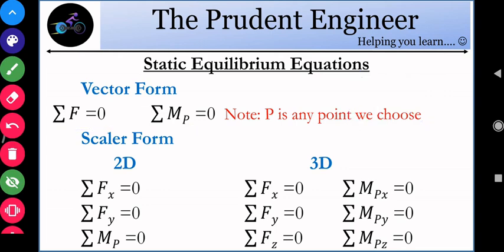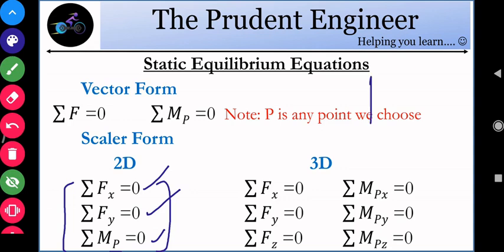Okay, now in two-dimension cases we have three simple equations that give us the static equilibrium. That means first of all, the summation of all the forces in the x direction equals 0, the summation of forces in the y direction equals 0, and the summation of all the moments about a particular point P, where P is any arbitrary point that we choose, should be equal to 0.